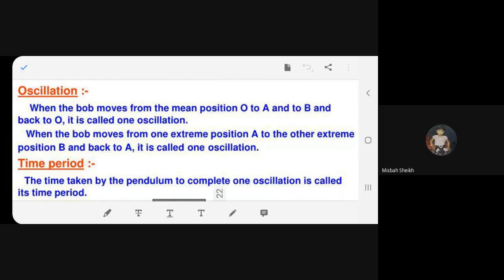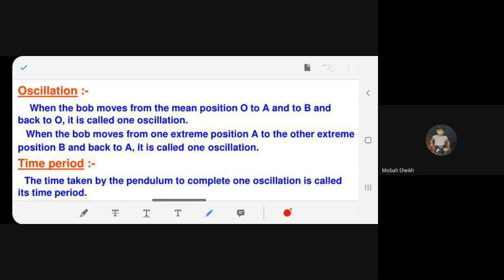Oscillation. When the bob moves from the mean position O to A and to B and back to O, it is called one oscillation. When the bob moves from one extreme position A to the other extreme position B and back to A, it is called one oscillation.